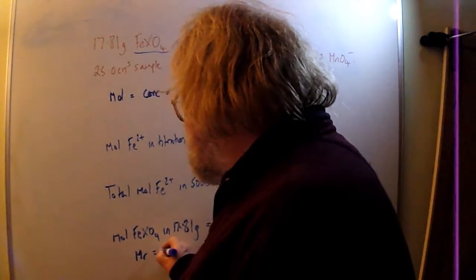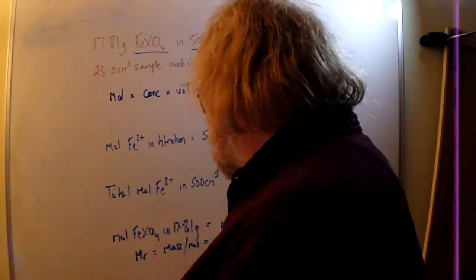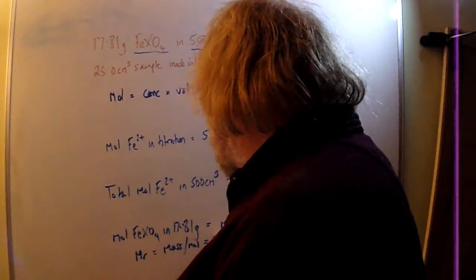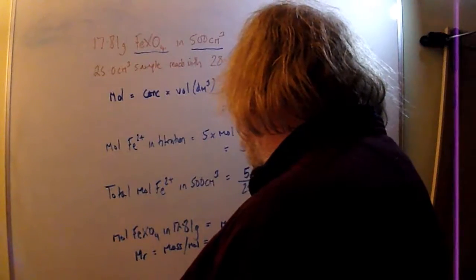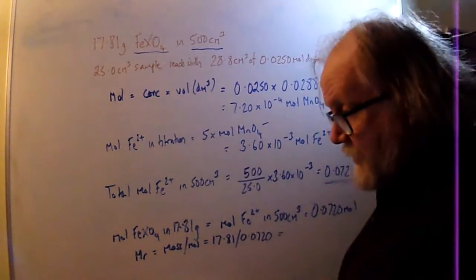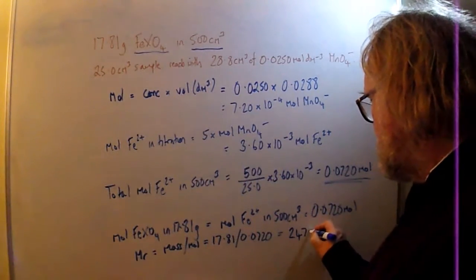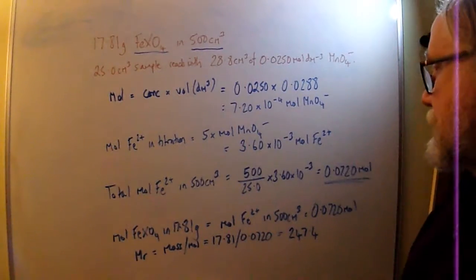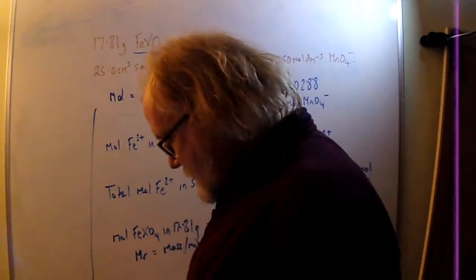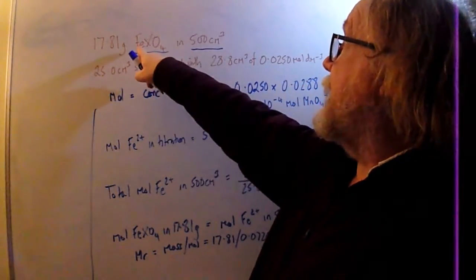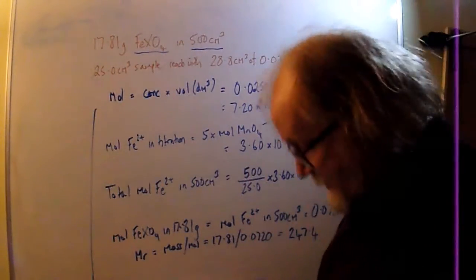So now we can work out the MR of that compound. Okay, so we get MR is equal to mass over moles, which is 17.81 divided by 0.0720. And that works out to be 247.4. So the last step, which we'll just do over here because we're running out of board space here, is that we can work out what the Fe and the O4 add up to and subtract that from the total to work out what the atomic mass of X is.